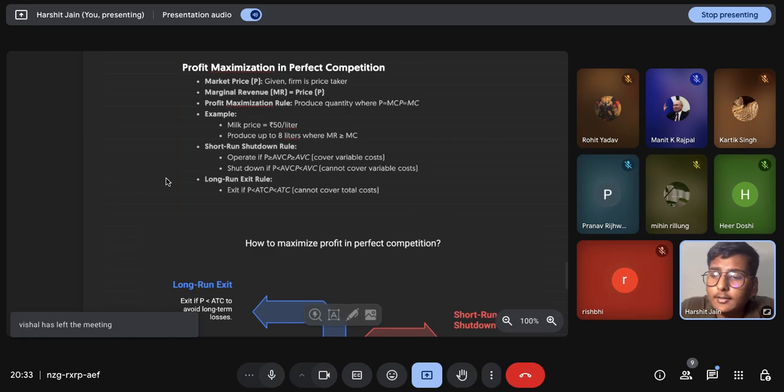And in the long run, the firm will exit the market if price is less than the average total cost, since it can't cover all costs. Average total cost is the manufacturing cost per product. If the price is less than that amount, then the firm has to shut down.